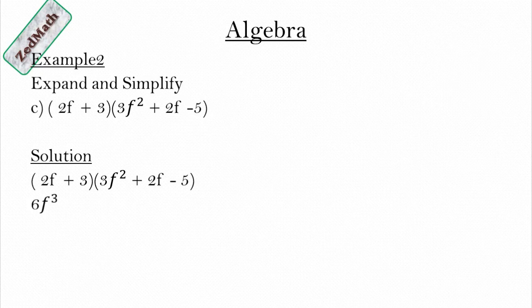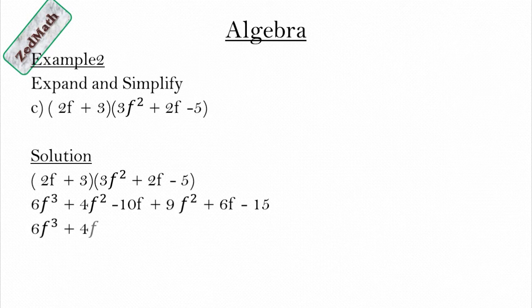2f by 3f squared is 6f cubed, 2f by 2f is 4f squared, 2f by negative 5 is negative 10f, positive 3 by 3f squared is 9f squared, 3 by 2f is 6f, and 3 by negative 5 is negative 15. Now we collect like terms, and note that it's good practice to write terms in descending order of power, that is starting from f power 3, then f power 2, just like that, and we are going to use the same manner when collecting like terms. So we start with 6f cubed plus 4f squared plus 9f squared minus 10f plus 6f minus 15.